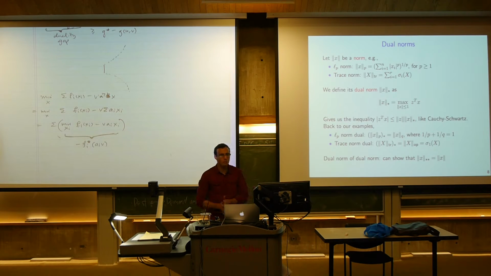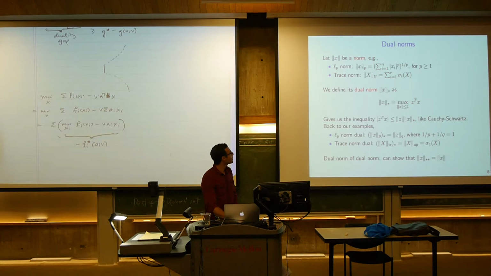So let's talk about dual norms. We've defined them in previous classes, but we can think about them now as being tied to duality. So let's think about an arbitrary norm.